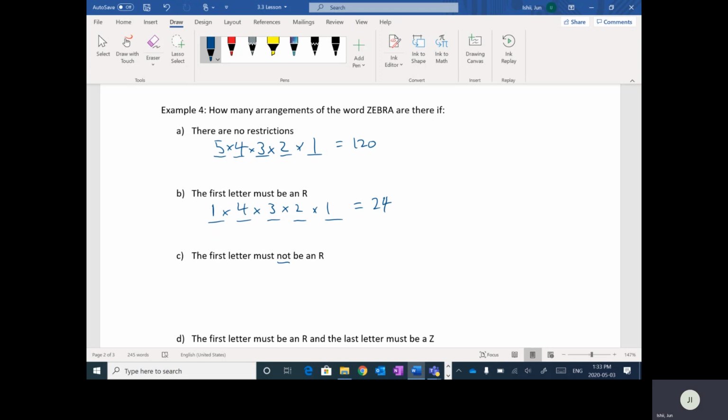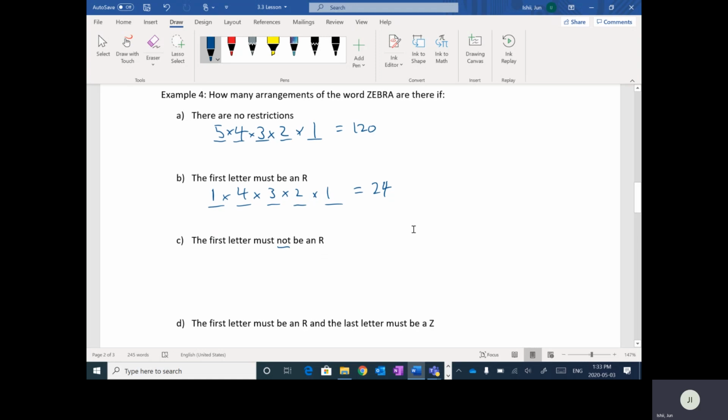All right, so this is probably something new, actually. In this case, what we want to do is take the total possible arrangements, and then subtract the arrangements that start with an R. Sorry, this is taking longer to write out than I thought it would.